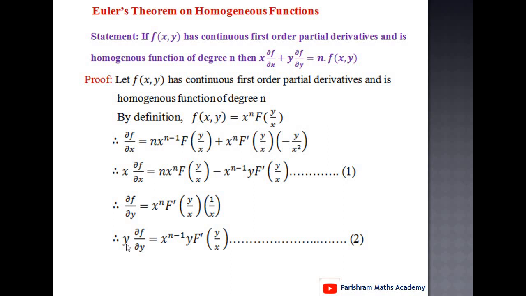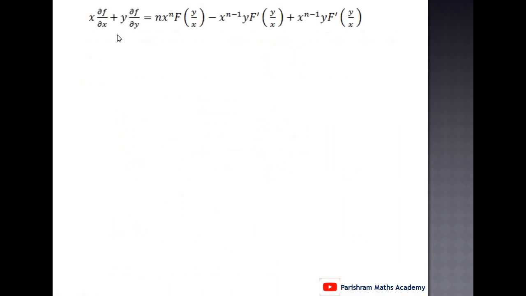And then multiply by y, so y into ∂f/∂y equals x raised to n upon x, nothing but x raised to n minus 1 into y into f dash of y upon x, equation number 2. Then adding equation number 1 and 2, we get x into ∂f/∂x plus y into ∂f/∂y equal to n into x raised to n into f of y upon x minus x raised to n minus 1 into y into f dash of y upon x.